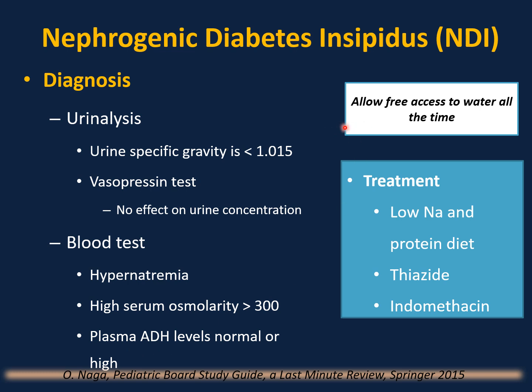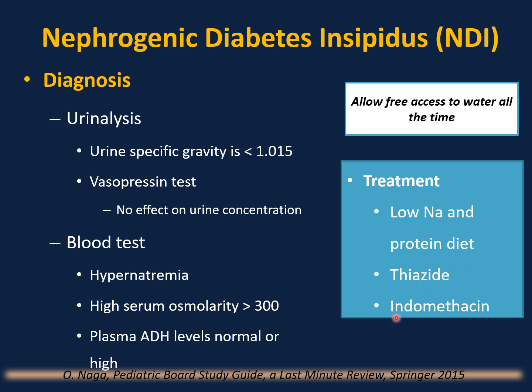For the treatment, it is very important to allow these children free access to water all the time. If you restrict water, simply they will die. You have to allow them to drink water all the time. You cannot restrict water from a child with diabetes insipidus in general. Treatment: you do a low sodium and protein diet, and thiazide. The thiazide will decrease the solute or the electrolyte reaching the distal nephron, and as a result of that you will decrease the water loss.